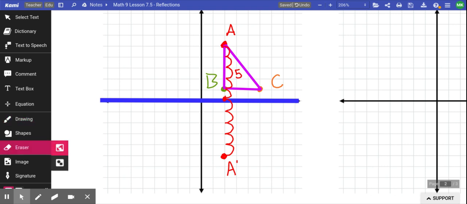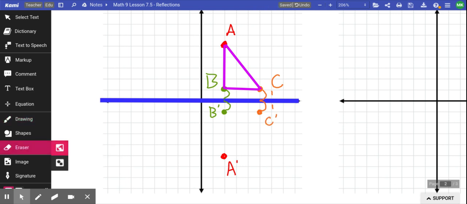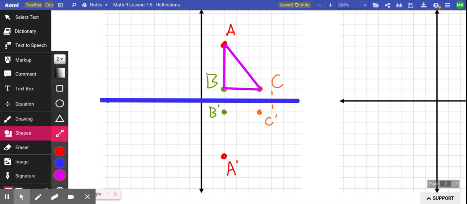I'm going to do that with the same points. So I'm now going to do the same thing with B. B is 1 point away. That means B prime should also be 1 point away. And the same rule goes for C. C is 1 away. That means when I reflect it, it should be 1 away. So C prime is right there. And then just like I did before, I'm going to connect my dots to make my beautiful little triangle.